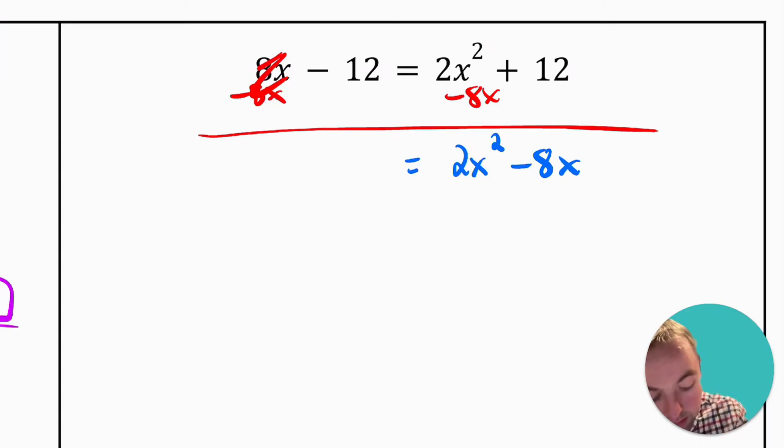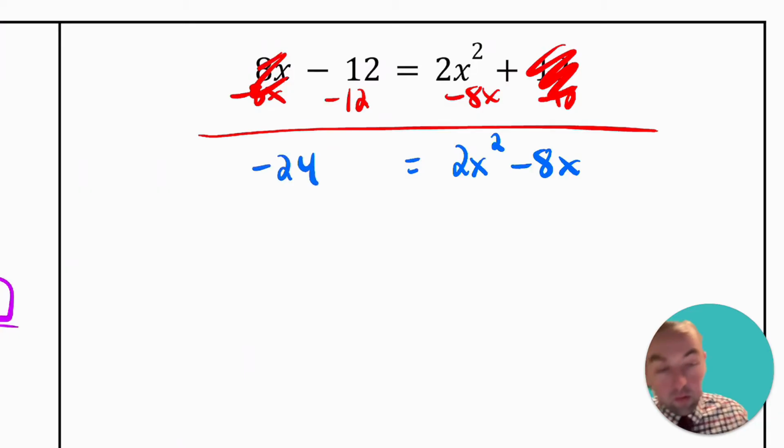And then it's nice to get the constants all on one side. So if I subtract the 12 there, and then subtract the 12 there, then on the other side here, we're going to get negative 12 minus 12, which is negative 24.